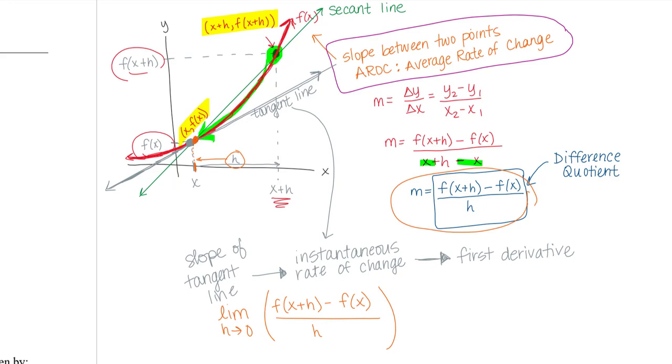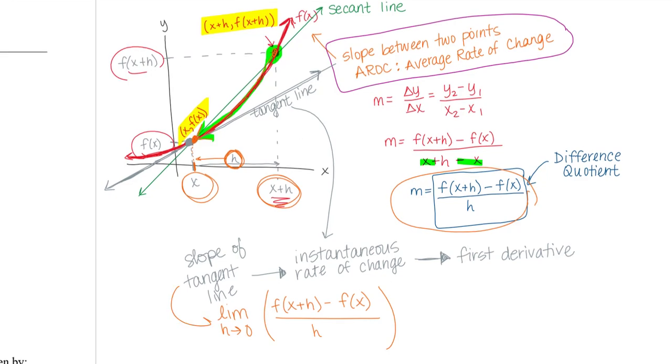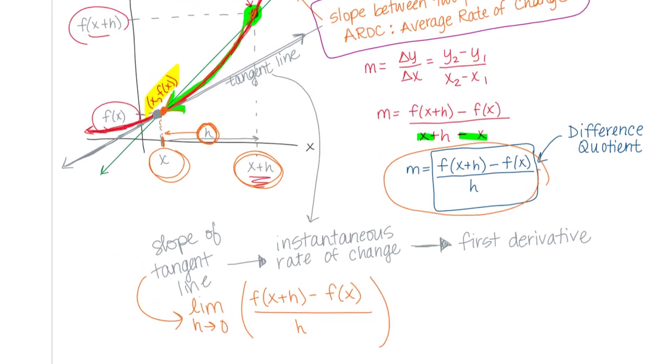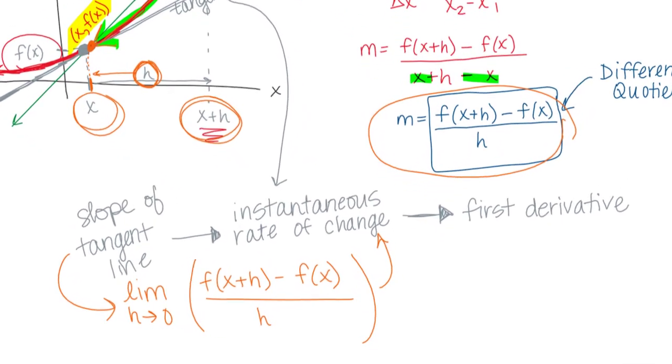Because what happens is I want the horizontal distance between the two x values to be as close to 0 as possible. So you're going to bring that second point in as close as possible to the first. So this is the slope of the tangent line, which gives me my instantaneous rate of change.